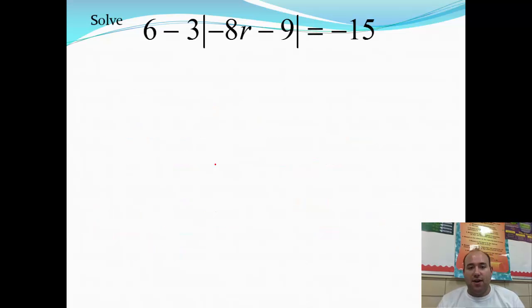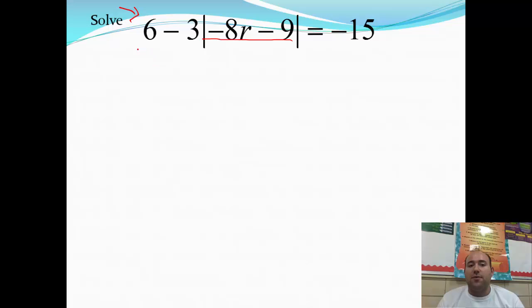Last problem for this video. This is probably as hard as it's going to get. This is a mess. The reason why it's a mess, and the reason why a lot of students can get this a little bit tricky and get tripped up, and that's why I'm putting this on the video, is right here. This 6 minus 3. They read it from left to right, and they think, oh, that means that we subtract first, and it's 3. No. This is saying 6 minus 3 times this whole thing, absolute value of negative 8r minus 9, equals negative 15. I need to get just this alone.